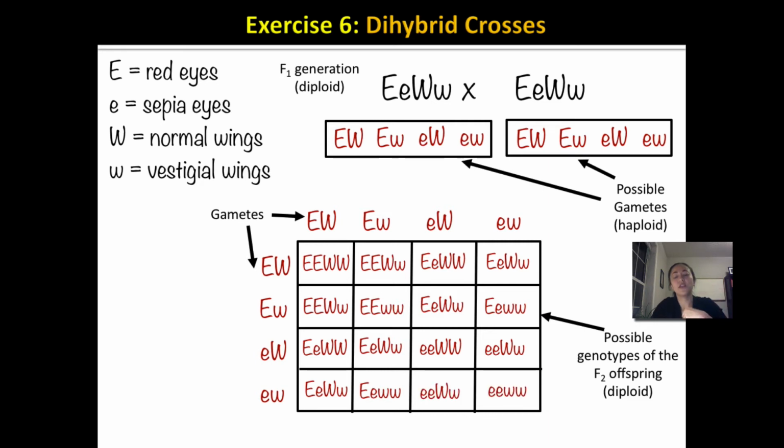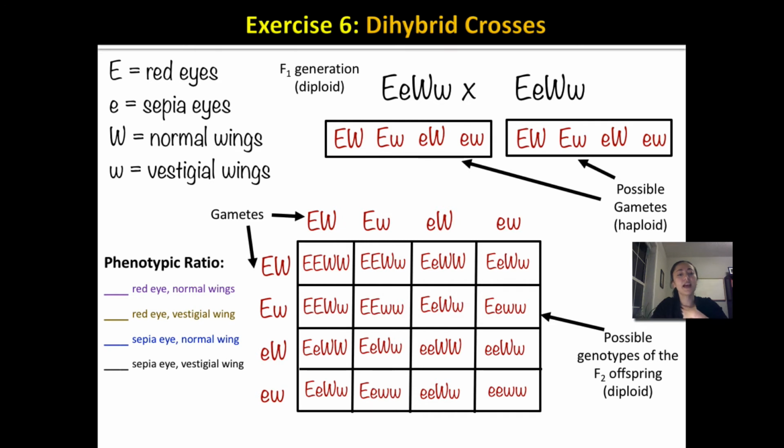Okay, so now we have those all done. Now we can look at the phenotypic ratio, or you could figure out the probabilities as well. If we look at the phenotypic ratio, we just add up how many boxes we have. What are red eye and normal wings? Well, red eyes are big E, normal wings are big W, so we're just looking for at least 1 big E and 1 big W, and that's all of these. So there's 9 of them.